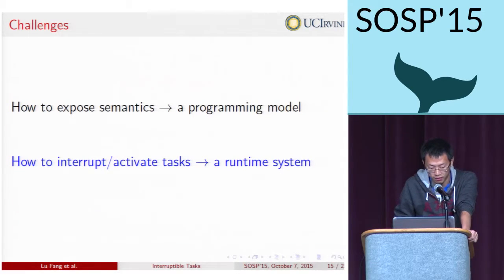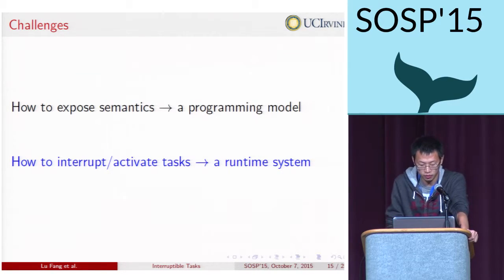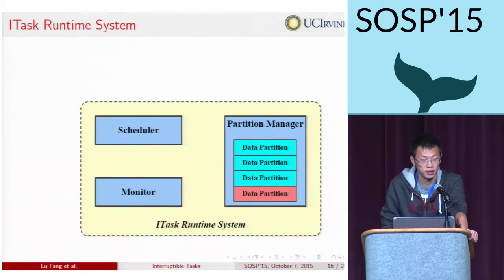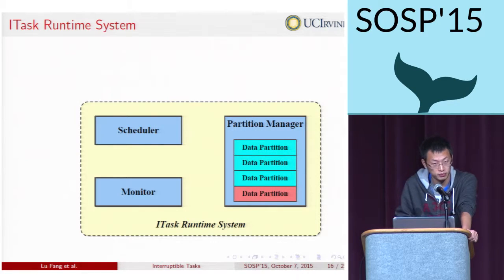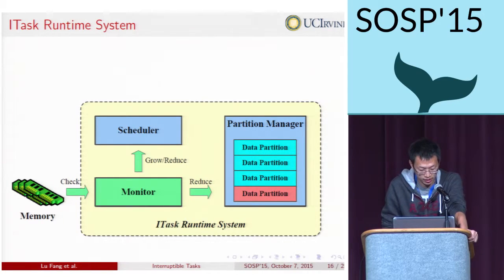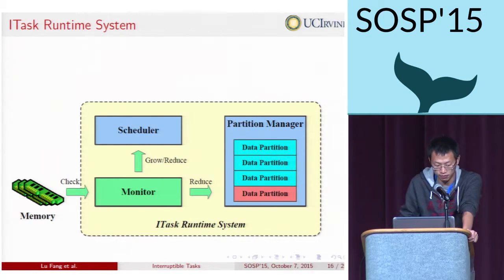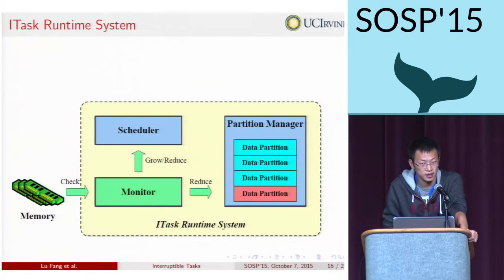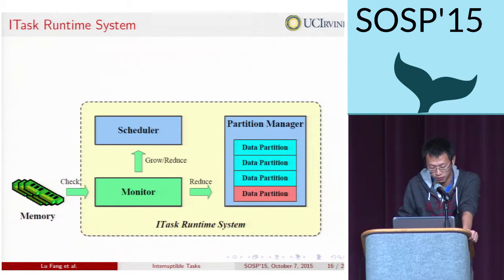In the previous slides, I talked about how to use our programming model to expose the semantics. Now, I will introduce our runtime system. There are three components in our runtime system: the monitor, the scheduler, and the partition manager. The monitor keeps checking the memory condition. If it finds we have enough memory for another task instance, it will send a grow signal to the scheduler. If it detects memory pressure, it will send a reduce signal to both the partition manager and the scheduler.